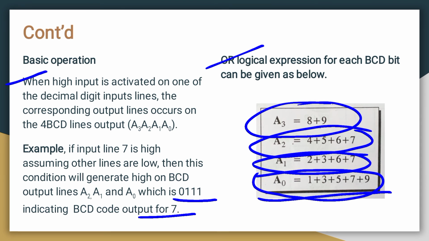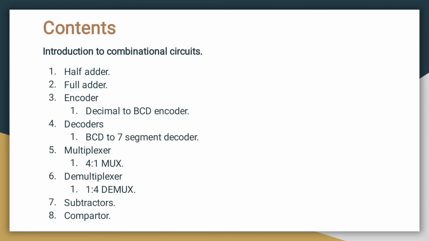So this is about the encoder. By this I am going to conclude the total 3 subtopics of the combinational circuit, that is half adder, full adder, and encoder, in that the decimal to BCD encoder. In the next video we are going to continue with the decoder, multiplexer, demultiplexer, subtractor and comparator. Thank you.